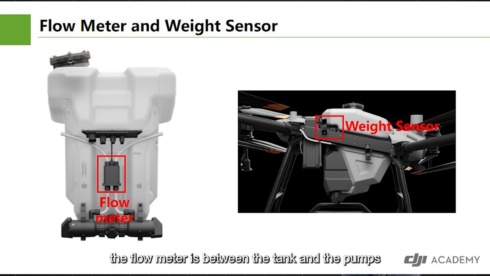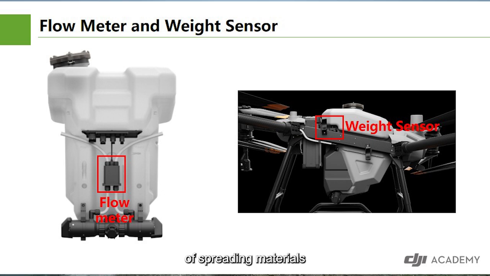The flow meter is between the tank and the pumps, which is used to calculate the actual flow and make the flow control more accurate. The weight sensors are used to confirm the amount of liquid or the weight of spreading materials. It is the signal source of the empty tank alarm, and it can predict the refill point in advance, thereby improving the work efficiency and saving battery consumption.